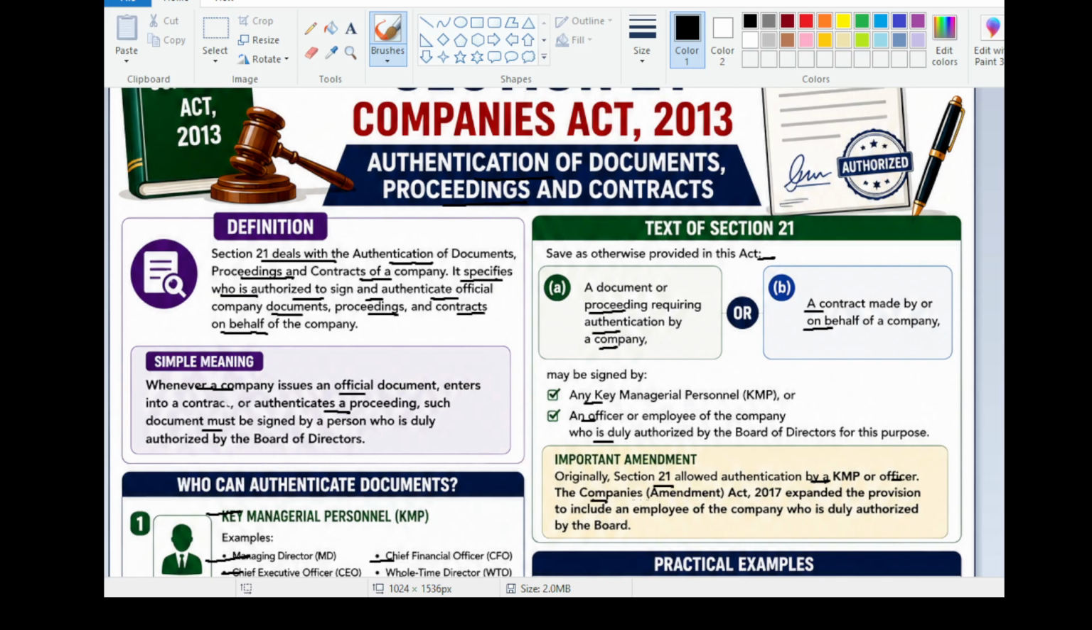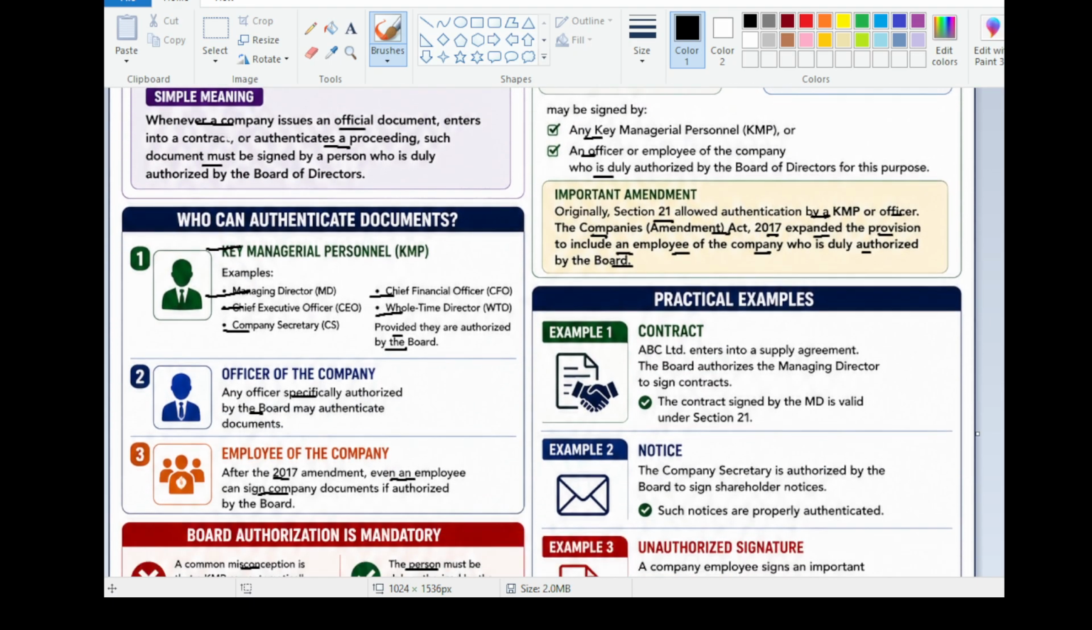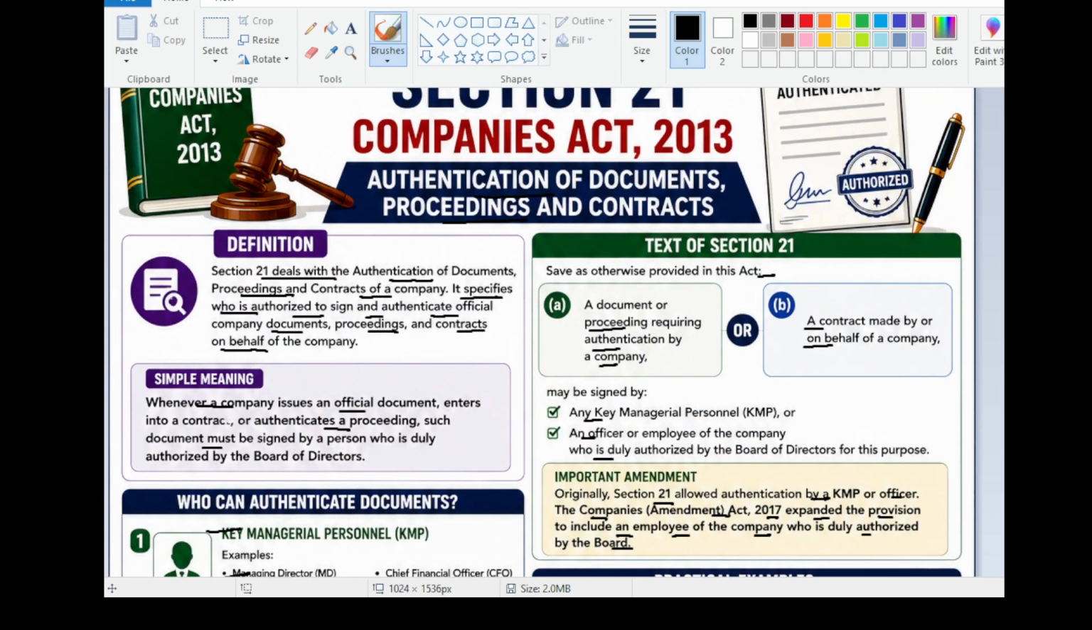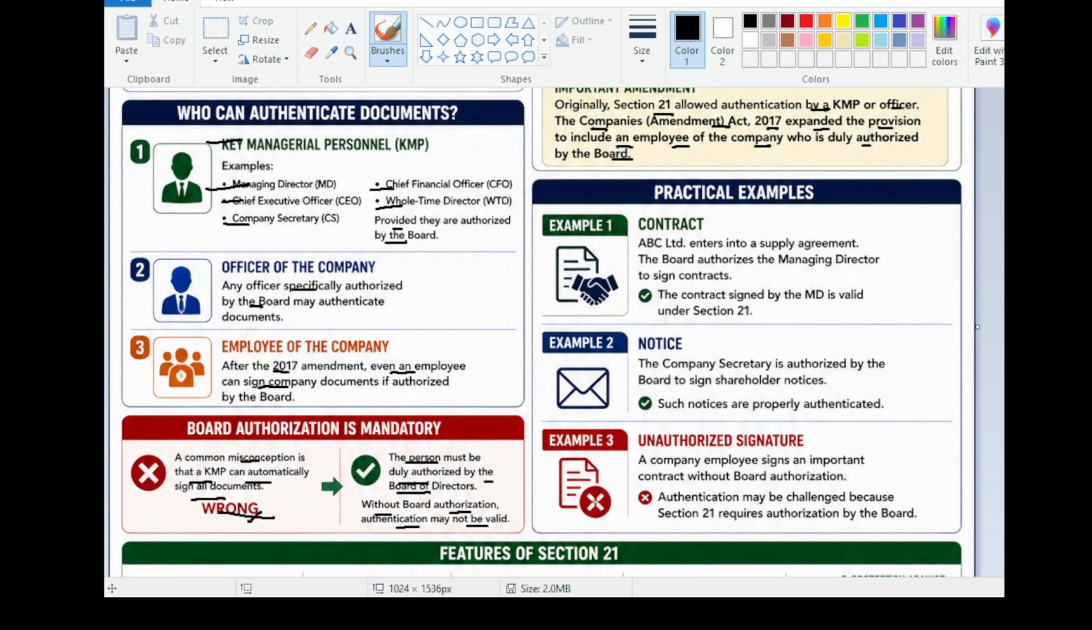The Companies Amendment Act 2017 expanded the provisions to include an employee of the company who is duly authorized by the board. So if the board authorizes an employee, that employee can also act like a KMP and become the representative of the company. Okay, then after that come the examples.